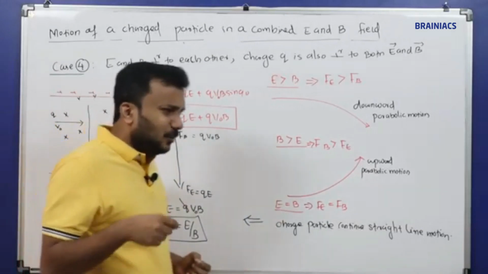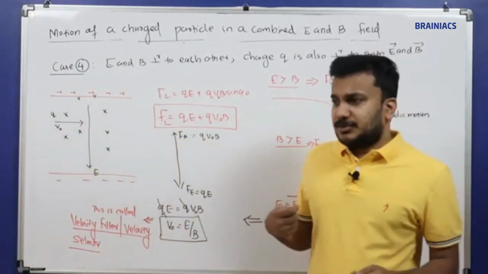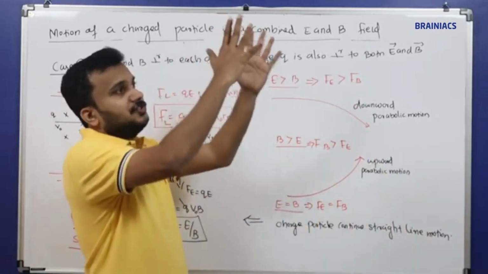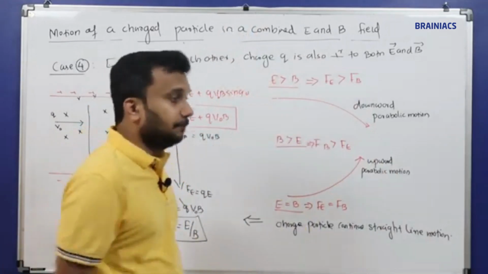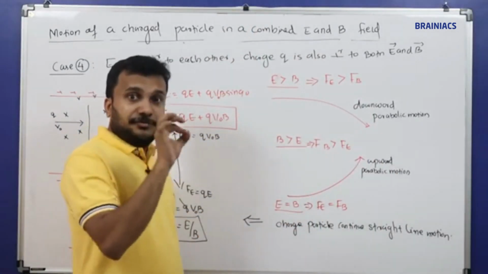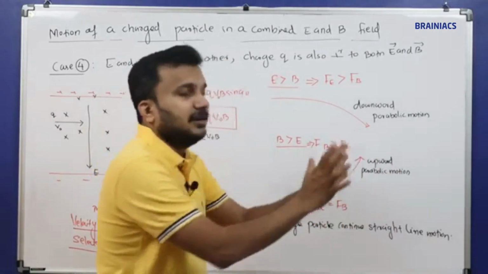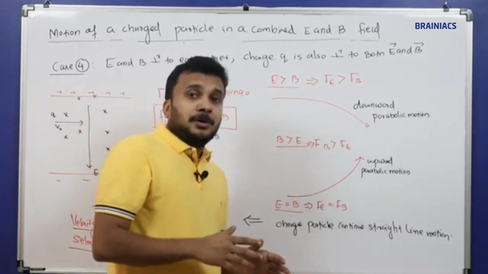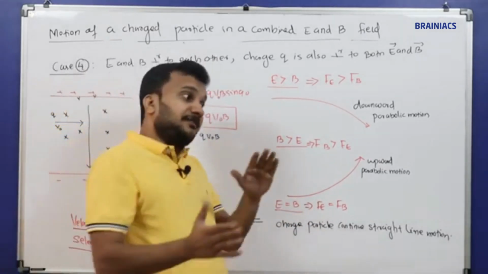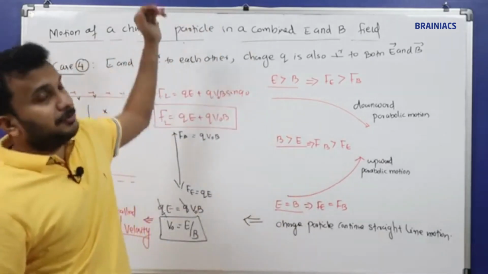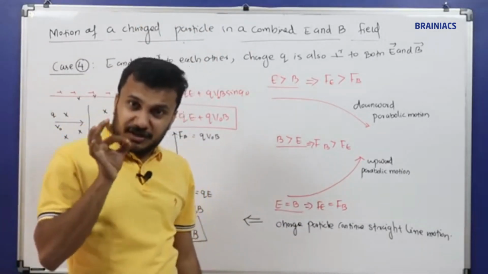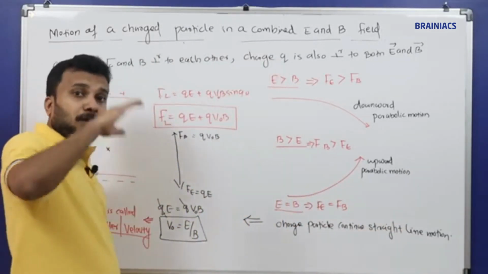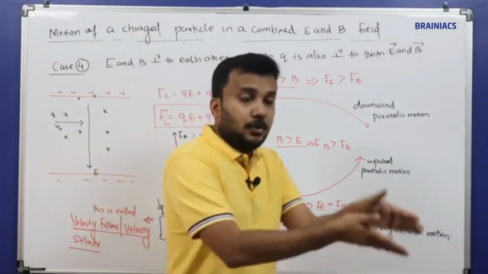Why is it called a velocity selector? Why is it called a velocity filter? I will tell you an example. Assume you have 100 positive charges coming. You need the 75th charge to go in a straight line. Suppose you want the first 74 charges to go in an upward direction, the 75th charge alone to go in a straight line motion, and charges 76 to 100 to go downward.